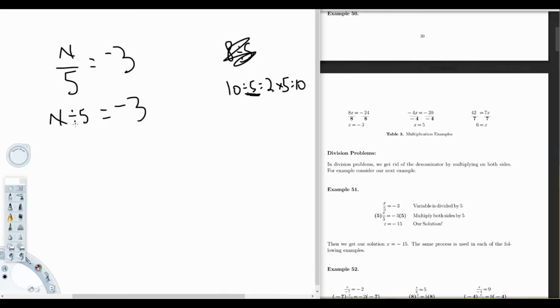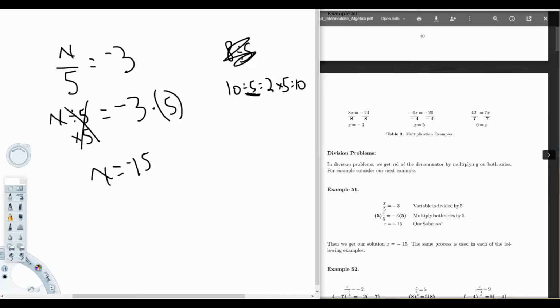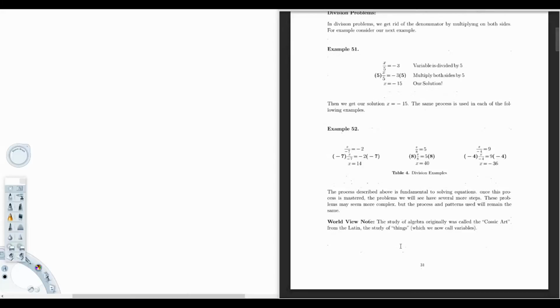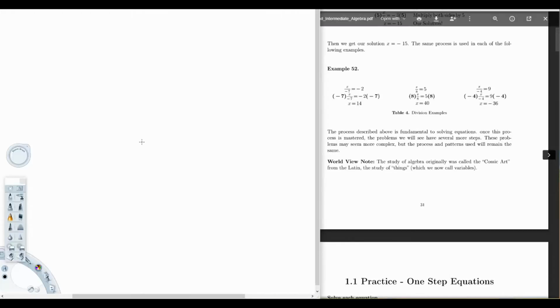We're doing the same thing here. Instead of 10, we're saying x divided by 5. We have to multiply by 5 to eliminate it, and we have to do the same thing on this side. We have to multiply by 5. So x equals negative 3 times 5 equals negative 15. That's pretty good, and that is the solution. They gave us examples, examples, examples. All right.